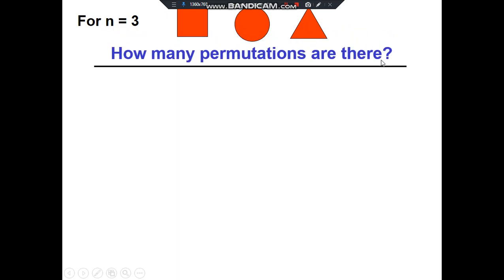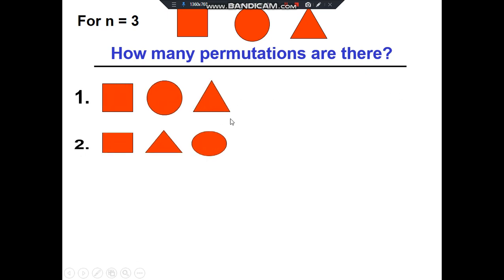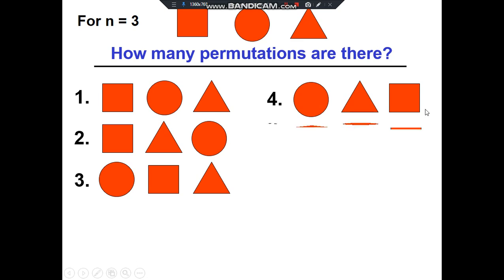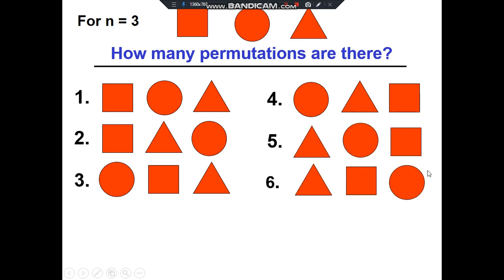So how many permutations are there? First one is this. Second. Third. Can you guess what will be the fourth arrangement? This one. This will be the fifth. And this will be the last. So there are 6 permutations.